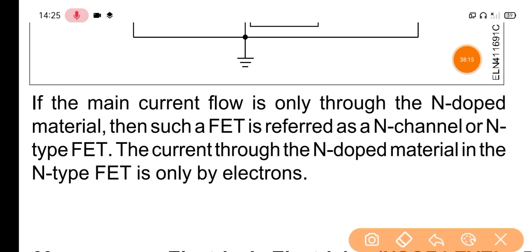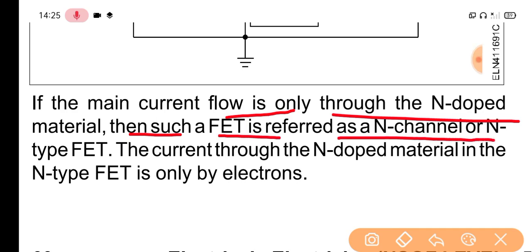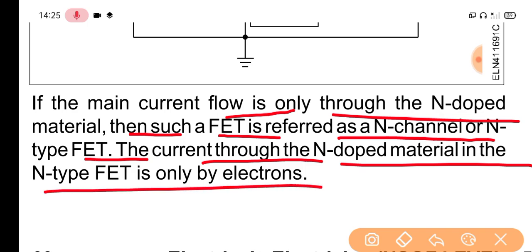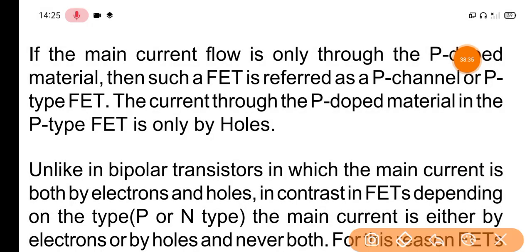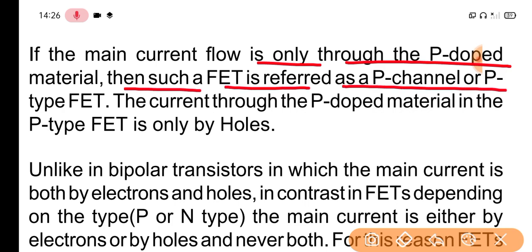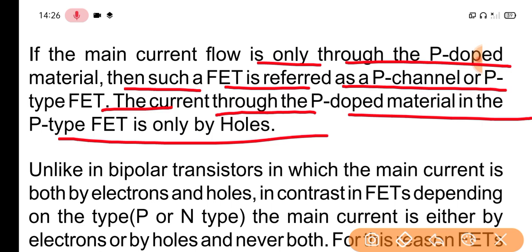If the main current flows only through N-doped material, then such a FET is referred to as an N-channel or N-type FET. The current through N-doped material in the N-type FET is only by electrons. If the main current flows only through the P-doped material, then such a FET is referred to as a P-channel or P-type FET. The current through P-doped material in the P-type FET is only by holes.